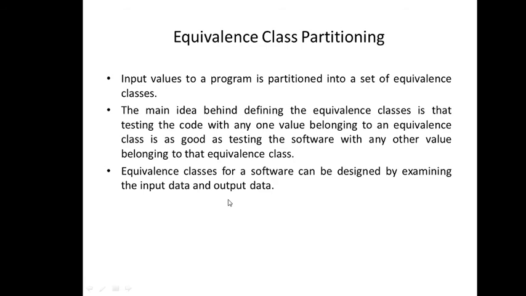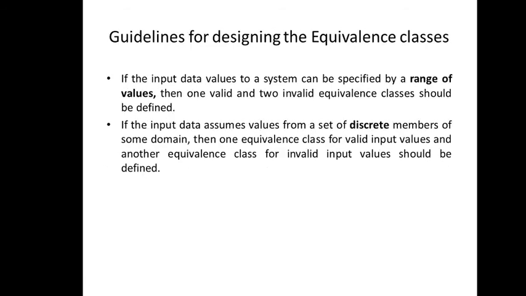Now, we have to make these equivalence classes. So there are certain guidelines for making these equivalence classes. There are basically two. If you have the value in the form of a range of values, in that case we'll have one valid class for the given values and two invalid classes for values beyond the range, right? Like if we are checking for 0 to 5000, I'll have one class for 0 to 5000, another class for less than 0, and a third class for greater than 5000. So two invalid classes, that is beyond the range.